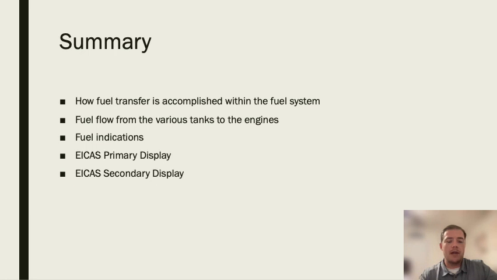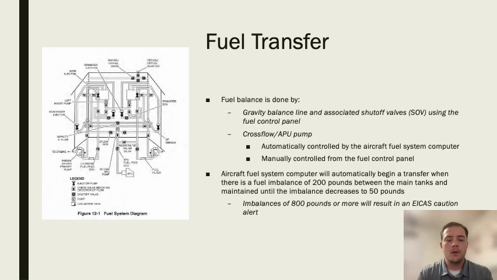And then we'll talk about the ICAS primary display, which is the engine indicating crew alerting system primary display. It's essentially showing all of the engine data. And then finally the ICAS secondary display, which is essentially going to show a pictorial representation of the fuel system and the status of the fuel system overall. So I'll kind of skip around and we'll cover all the aspects of the fuel system on the CRJ.